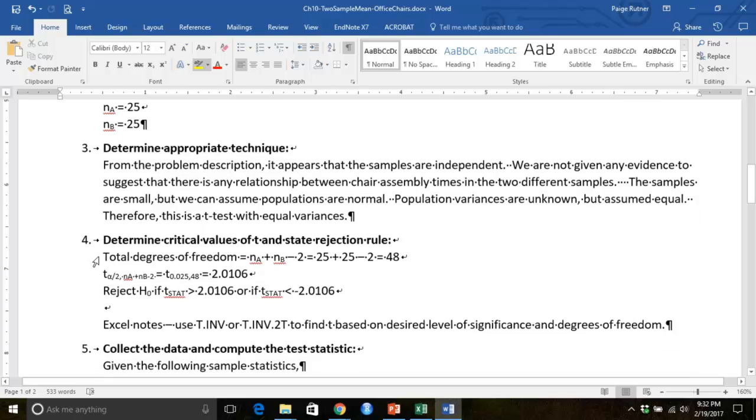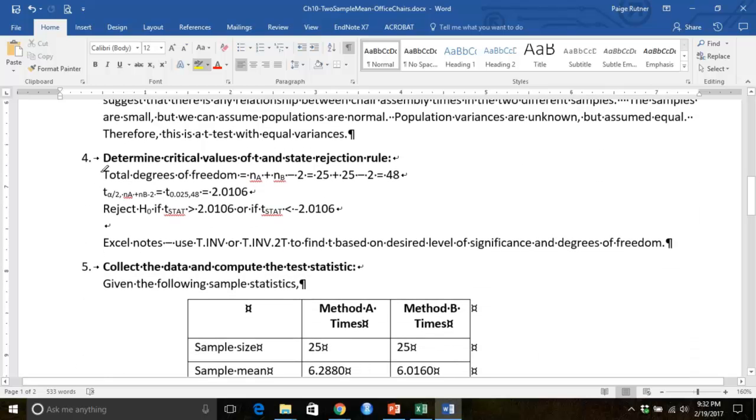All right. Moving on to step 4 of my hypothesis testing procedure, I'm going to state my degrees of freedom, and that is computed by taking the sum of the two sample sizes and subtracting 2. In this case, that gives me 48 degrees of freedom. And then I will compute my critical value of t.